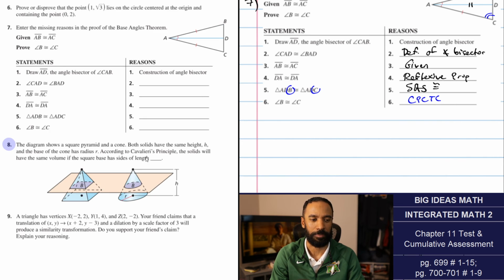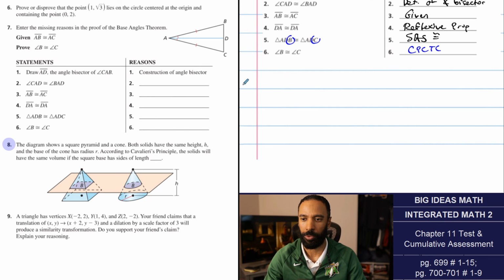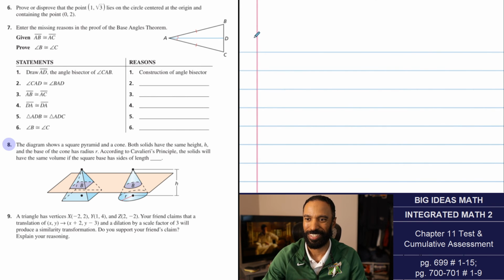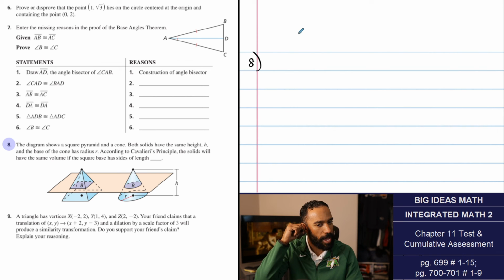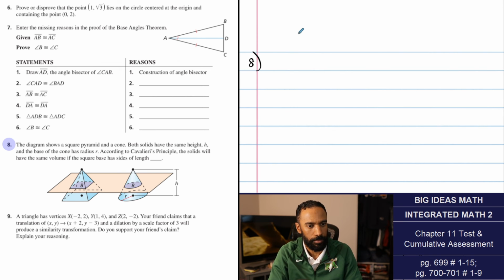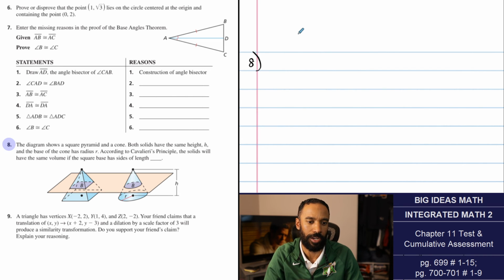What can I do? Number 8. The diagram shows a square pyramid and a cone. I feel like this is going to be a long one. Both solids have the same height h, and the base of the cone has radius r. According to Cavalieri's principle, the solids will have the same volume if the square base has sides of length blank.